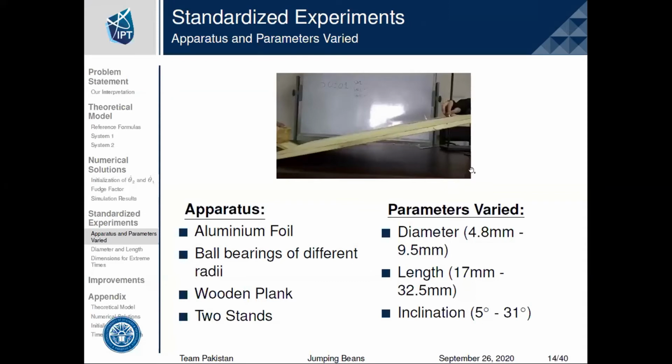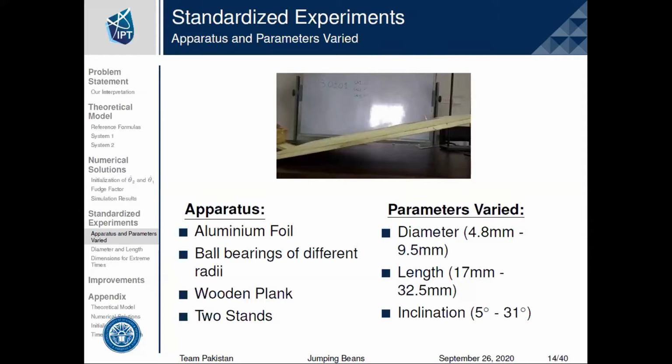Hello everyone, my name is Mehreen, and I'll be dealing with the standardized experiments. In this slide, you can see the basic apparatus that we used to conduct our experiments. We used aluminum foil to custom make our capsules, and we used ball bearings of different radii to act as the ball inside the capsule, and we used a wooden plank as a slope, and we mounted it on 2 slides.